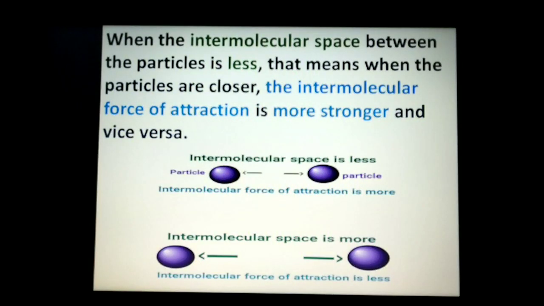This force of attraction is known as intermolecular force of attraction. When the intermolecular space between the particles is less, that means when the particles are closer, the intermolecular force of attraction is stronger, and vice versa. In the first figure, we see that the intermolecular space is less between the particles, and so the intermolecular force of attraction is more. In the second figure, we see that intermolecular space is more, so intermolecular force of attraction is less.